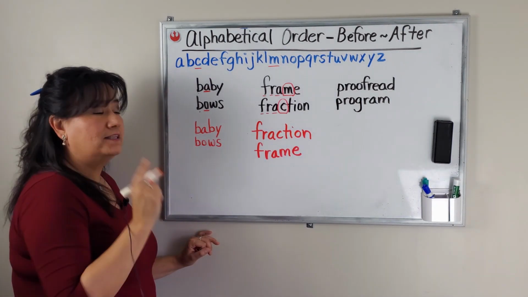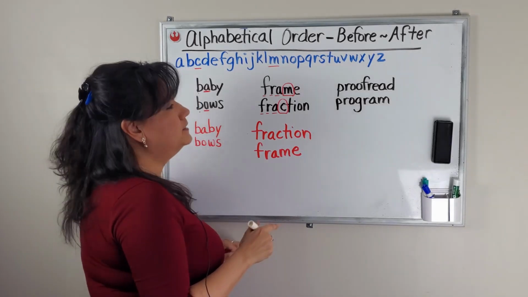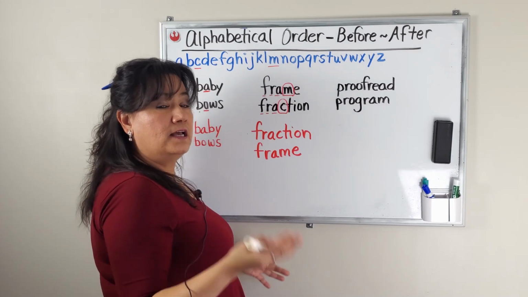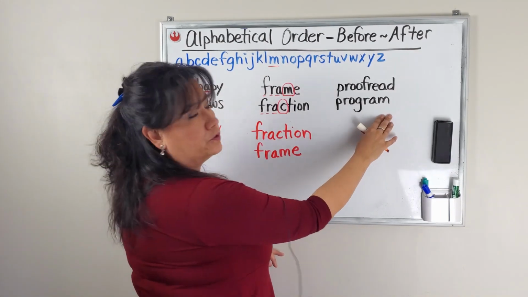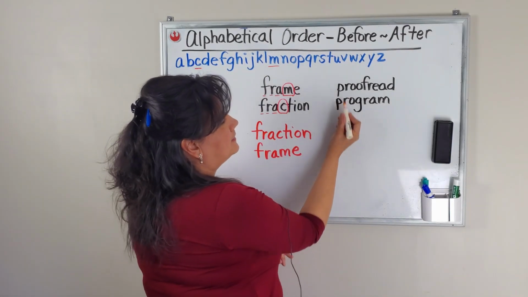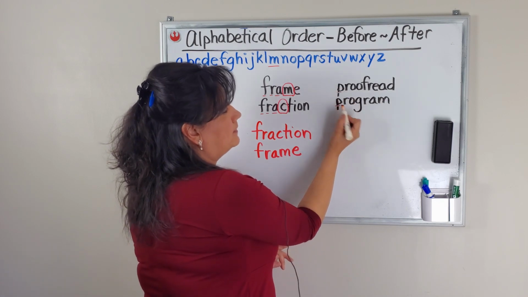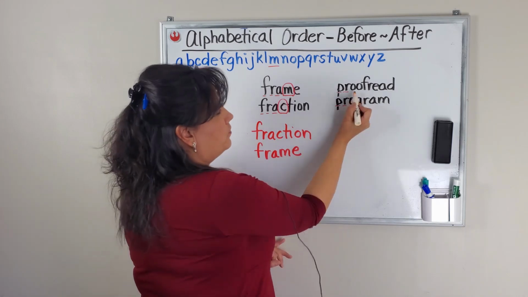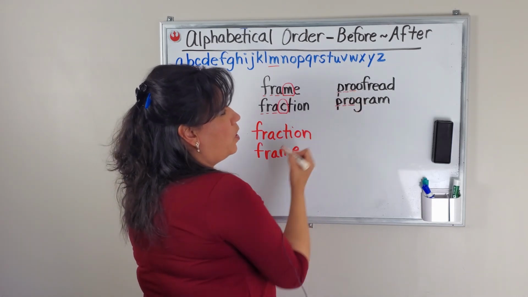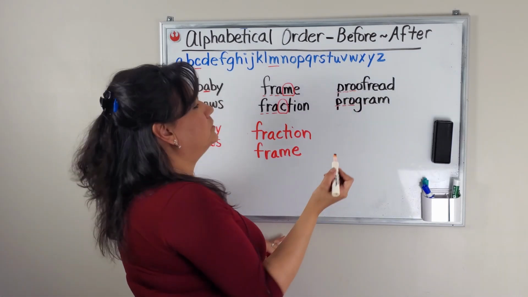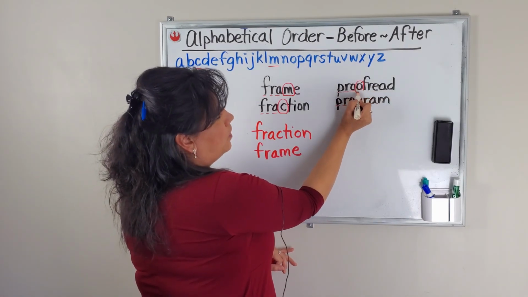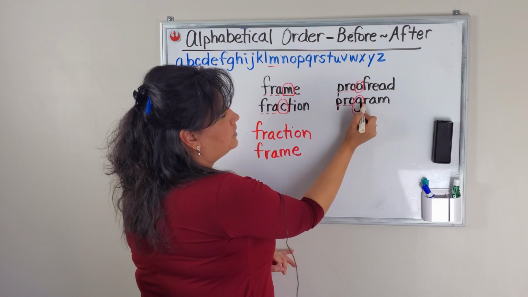Okay, now let's look at one last group of words. And we have the word proofread, means to read again for errors. And of course, the word program. Now let's look at the first letter. They both begin with the letter P. Second letter is R. Third letter is O. And then that's when we get to the fourth letter and we can see that they're different. This one is an O and this one is a G.